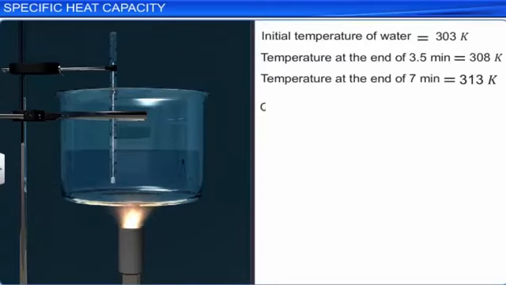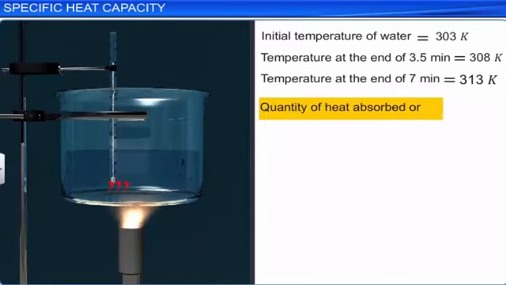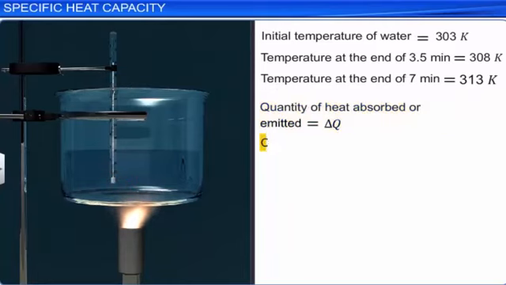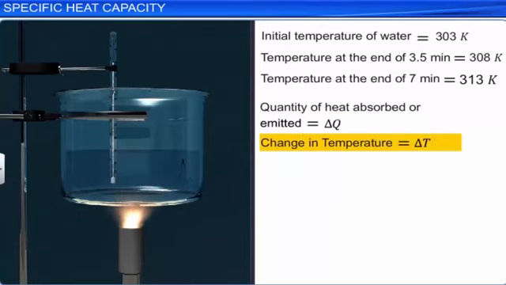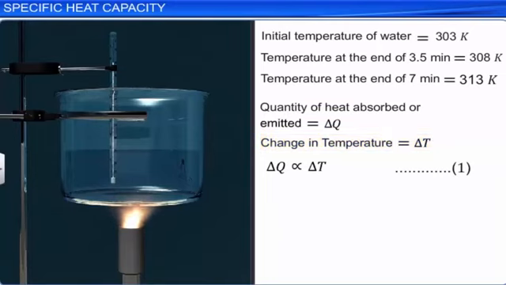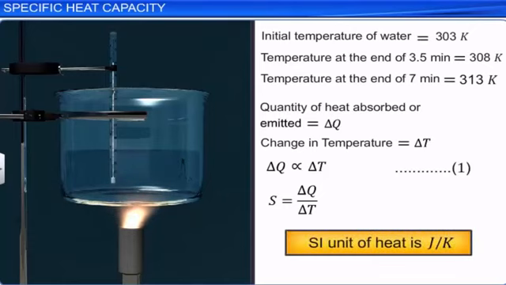This means the quantity of heat absorbed or emitted, delta Q, by a body is directly proportional to its change in temperature, delta T. Let this be equation 1. Heat capacity denoted by S of a body is defined as the heat absorbed or emitted per unit change in its temperature. Therefore, S is equal to delta Q by delta T. The SI unit of heat capacity is joules per Kelvin.